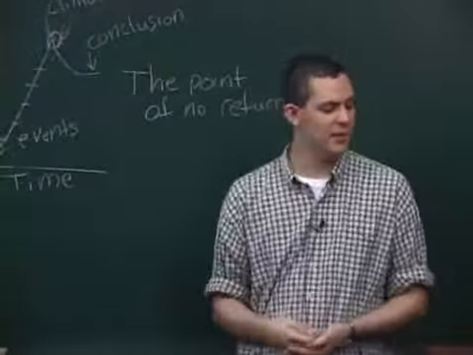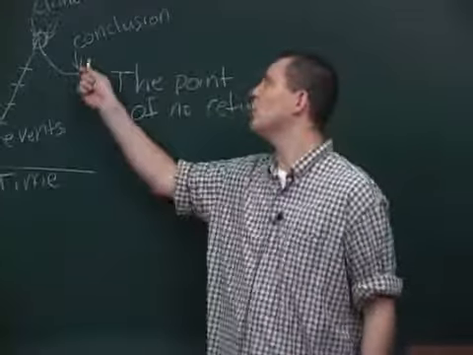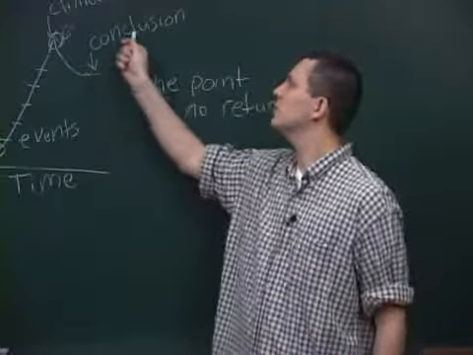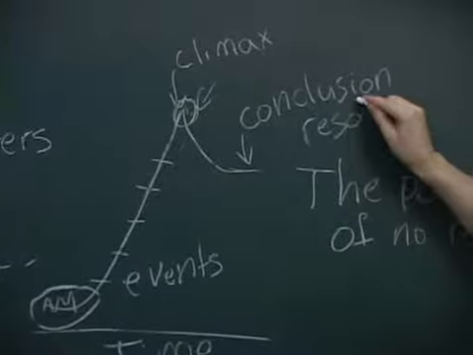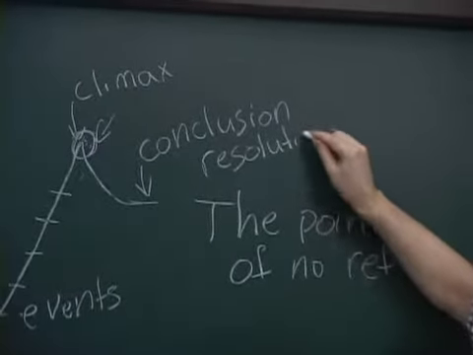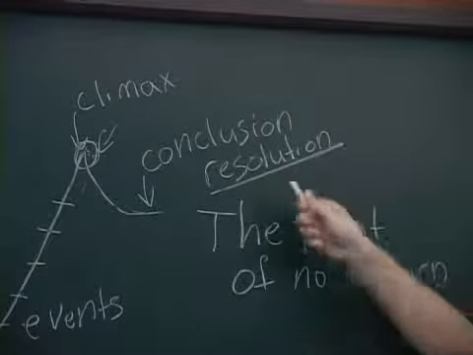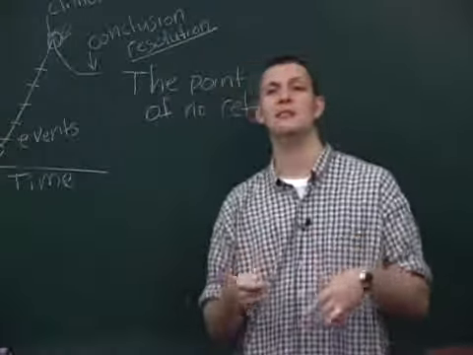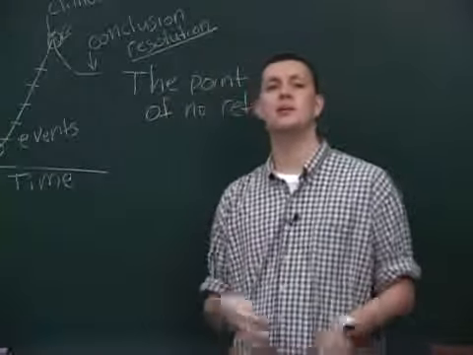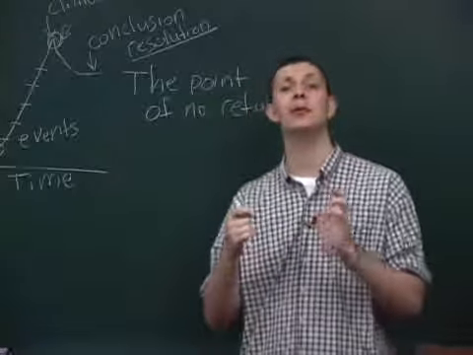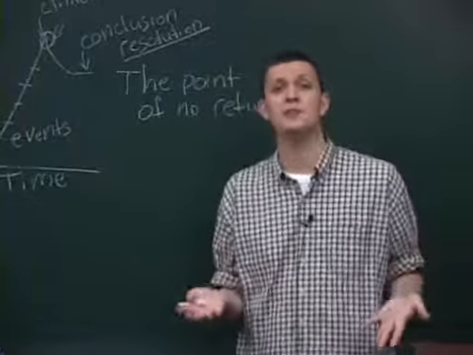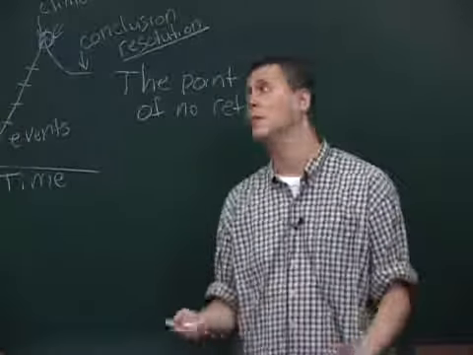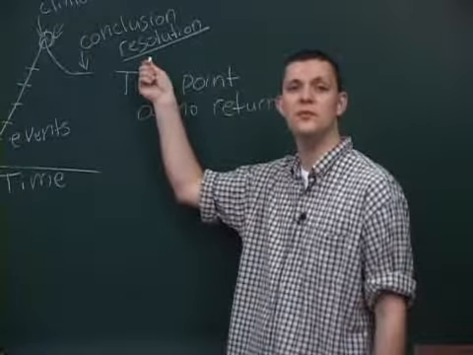So let's talk a little bit more about the resolution. So the conclusion we also call the resolution. So, a resolution is like to solve a problem. So in The Lord of the Rings, the problem was trying to destroy the ring. So was Frodo able to destroy the ring? Yes, he was. So the problem was resolved.